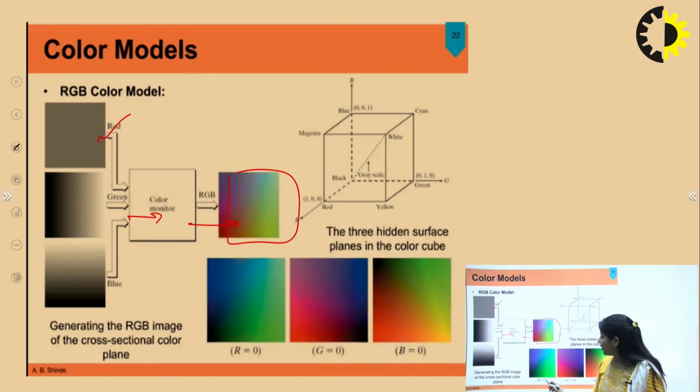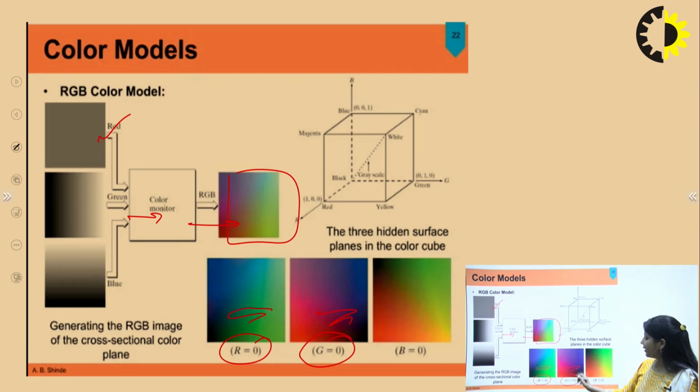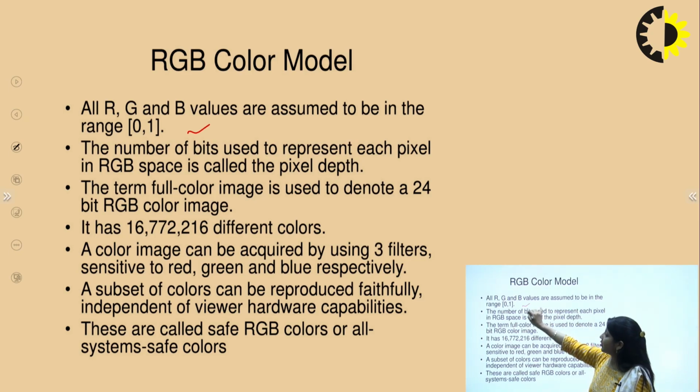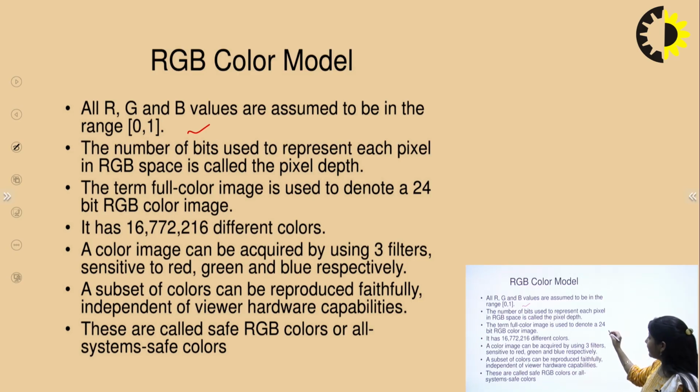Like this: here red is 0, we have only green and blue. Here green is 0, we have only red and blue. Here blue is 0, we have only red and green. The range of all RGB values is assumed to be between 0 and 1 because we have converted into binary form. So in the 3D cube all the values are represented as 0 and 1. But the actual range of RGB is 0 to 255 for R, the same for G, and the same for blue. But we can convert it into 0 and 1 form.